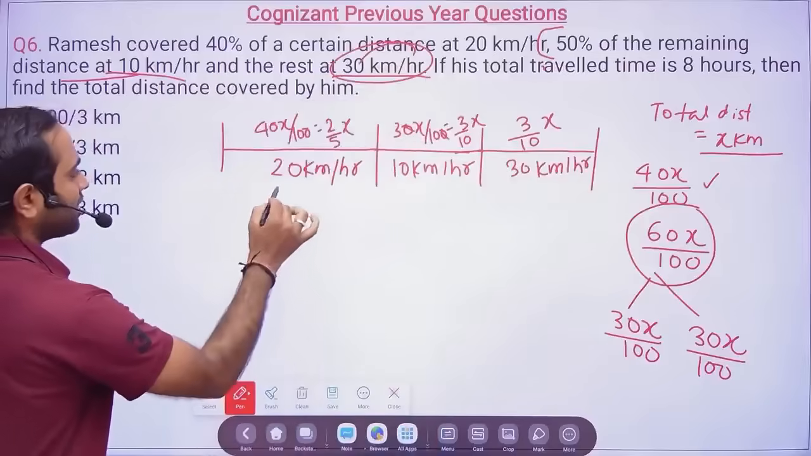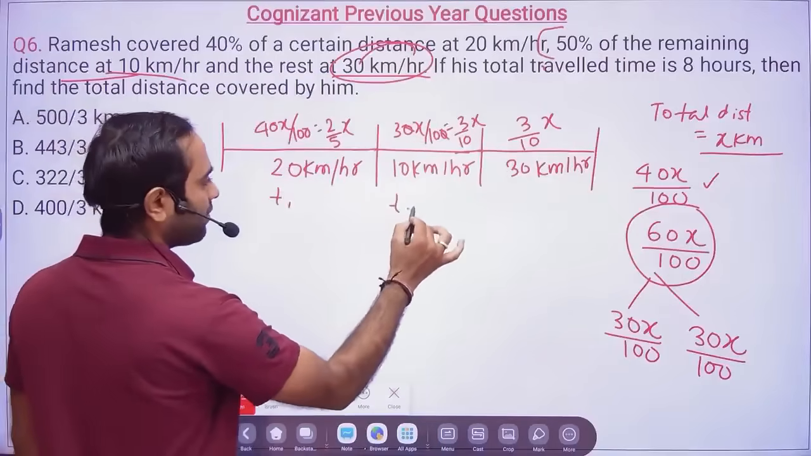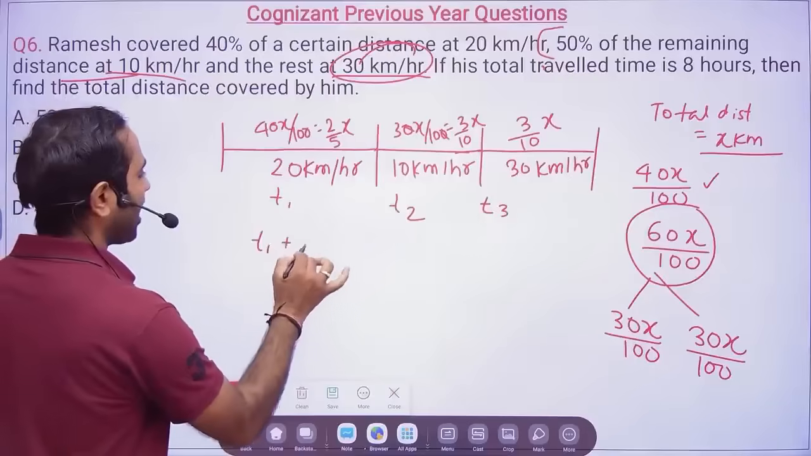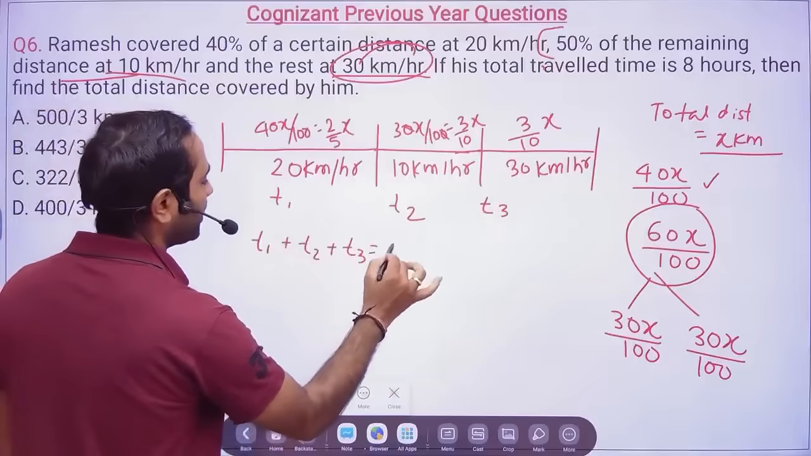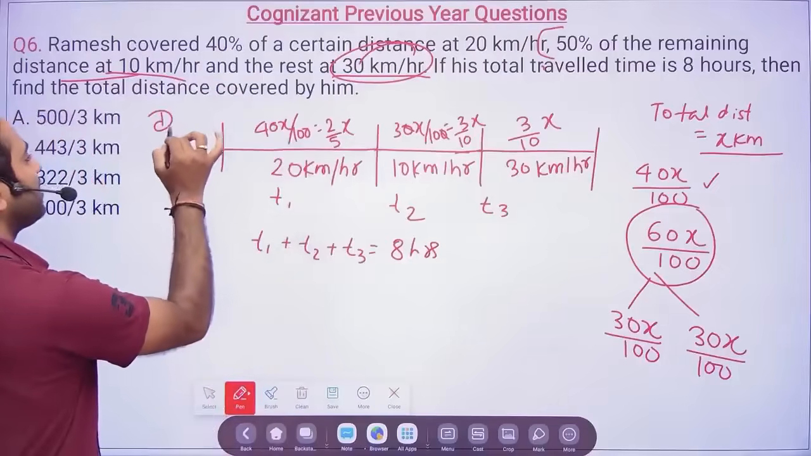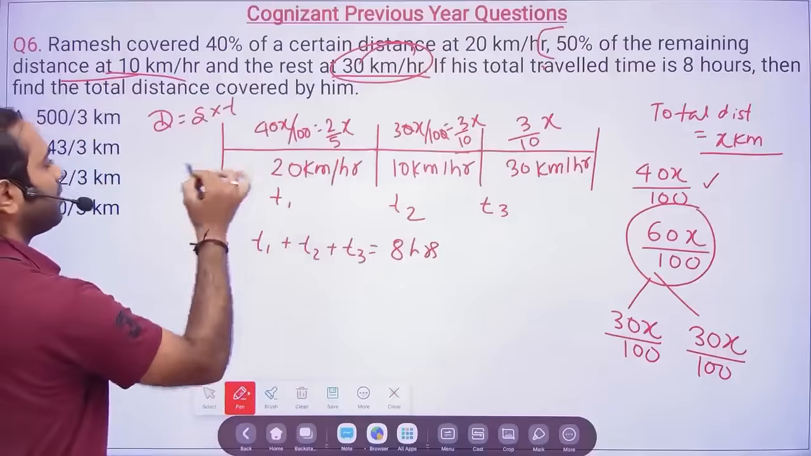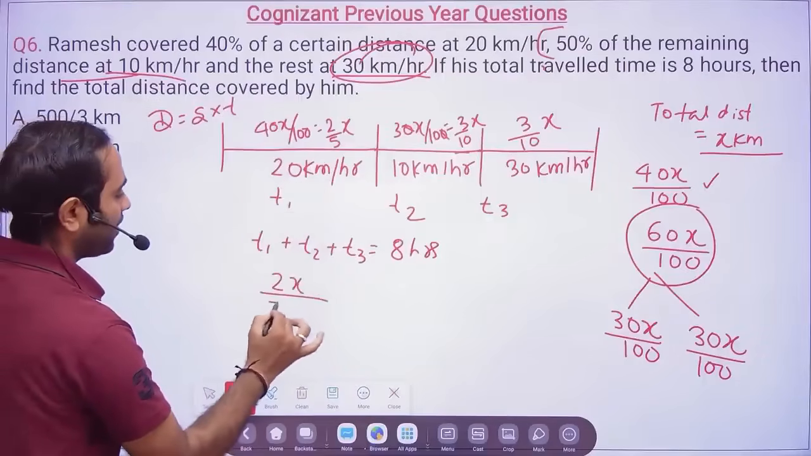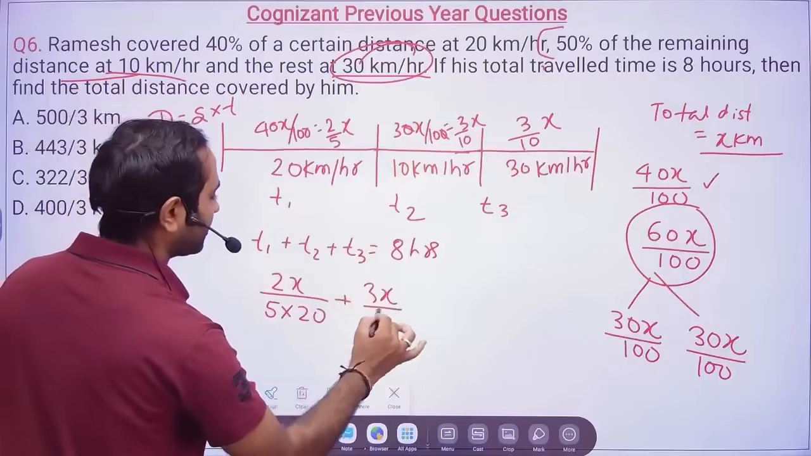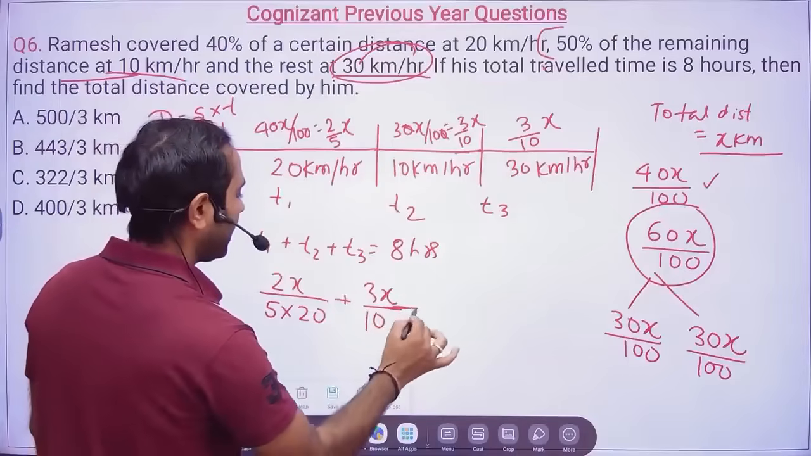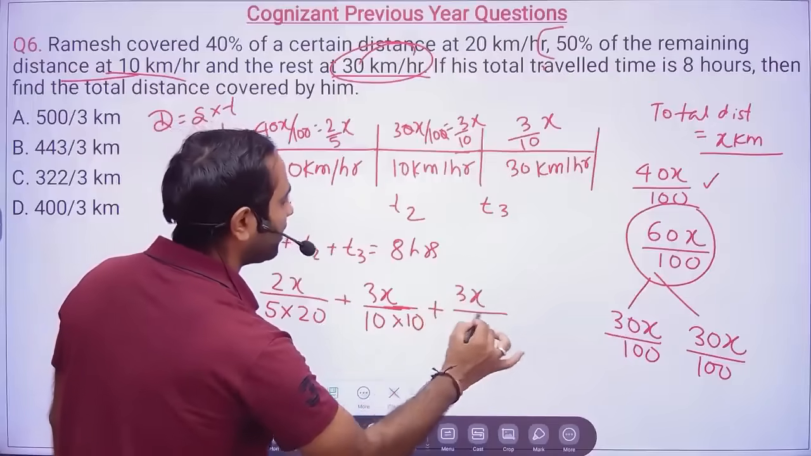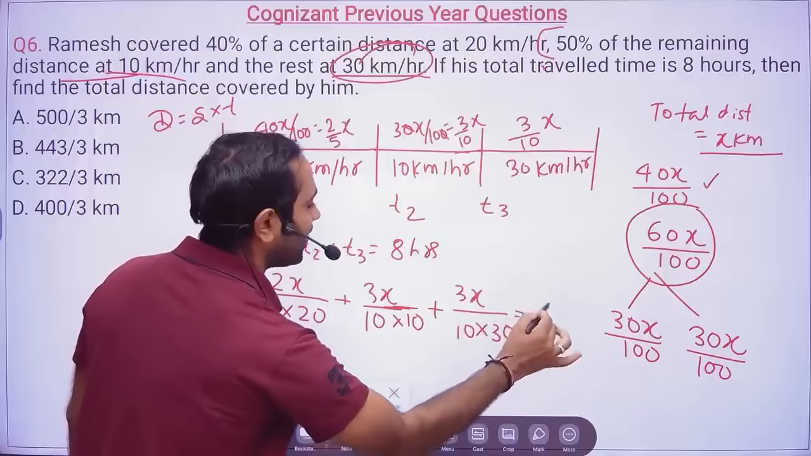So now the total time in first 40%, time in second 40%, and time in third 40%. All together, bhaiya, it is 8 hours. Now, so T1 is what? See, distance is equal to speed into time. So time will be distance by speed. So 2x by 5 and into speed 20 km per hour. T2, sir, it is 3x by 10, and their speed is 10. Very good. And then sir, it is 3x by 10 and the speed is 30. So total time is 8 hours.